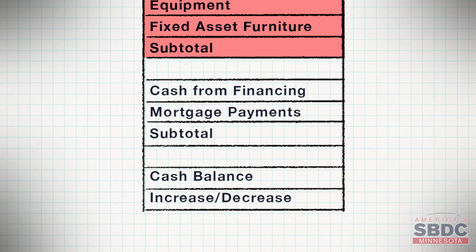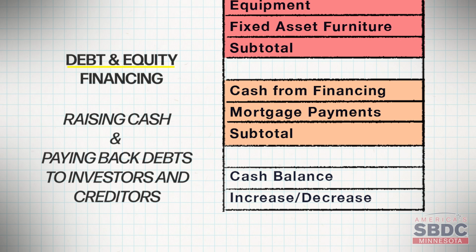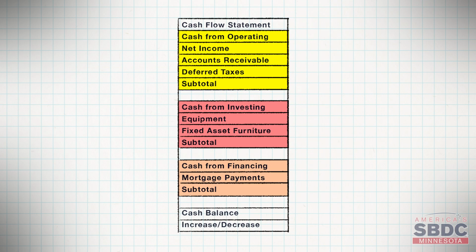The last section of the cash flow statement is from financing activities. This includes cash flows from the debt and equity financing. This is the cash flows associated with raising cash and paying back debts to investors and creditors. Once the cash flows from the 3 main types of business activities are accounted for, you can determine the ending balance of cash and cash equivalents for that reporting period.